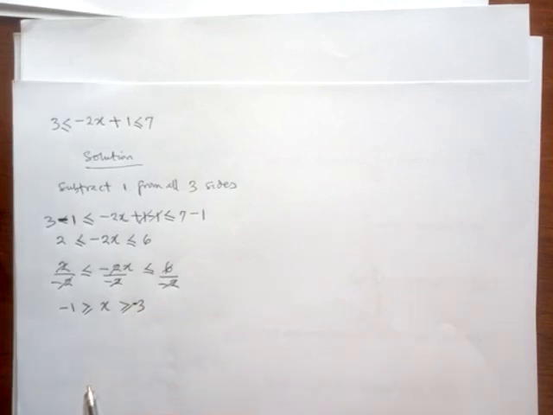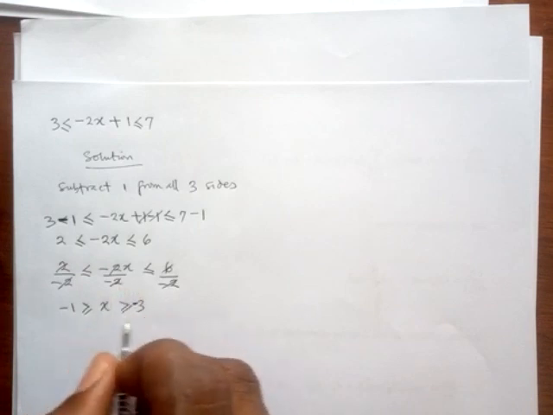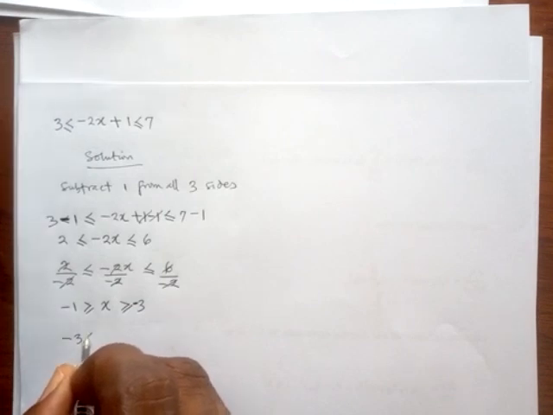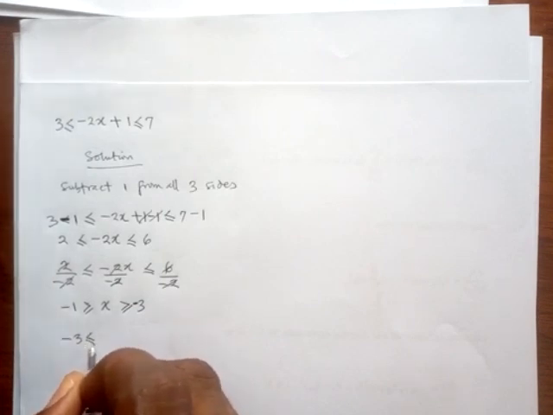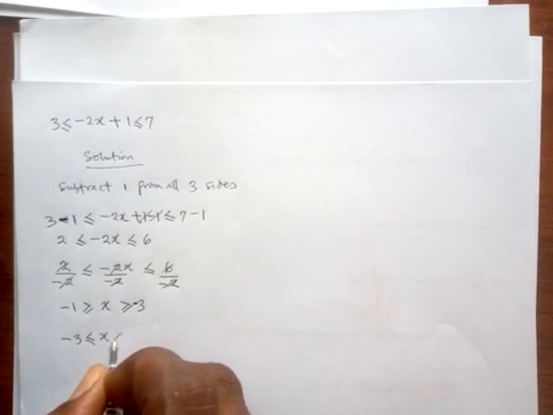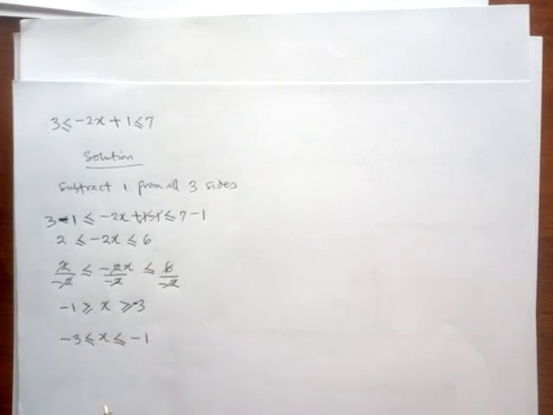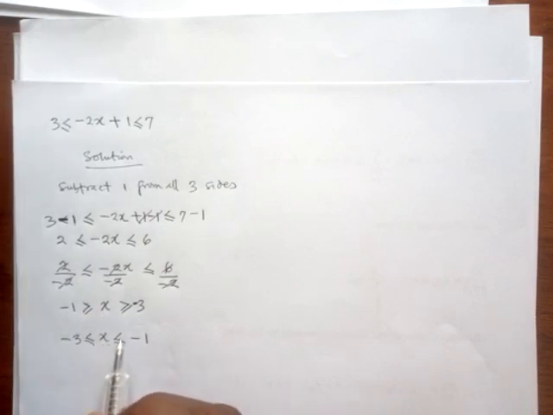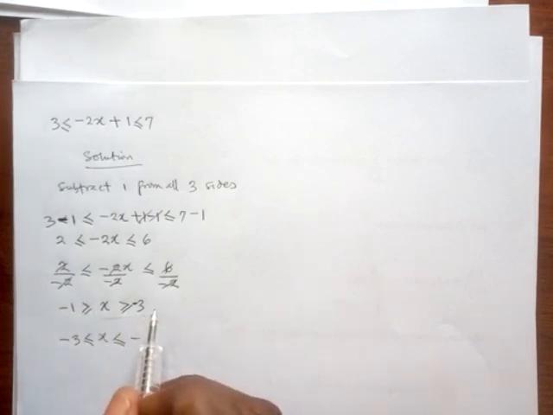Minus 3. So I can rewrite this inequality by saying minus 3 is less than or equal to x less than or equal to minus 1. I've not changed anything. It's the same thing. Here we are saying 1 is greater than or equal to x. Here we are saying x is less than or equal to minus 1. Here we are saying x is greater than or equal to minus 3, and same thing as saying minus 3 is less than or equal to x. So nothing has changed.